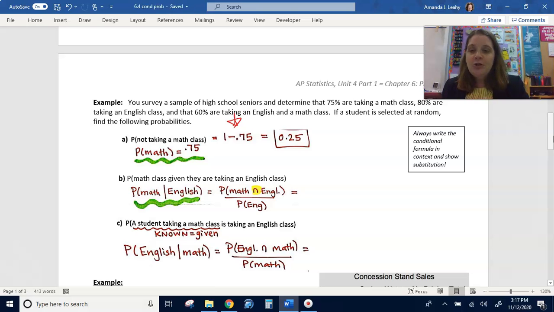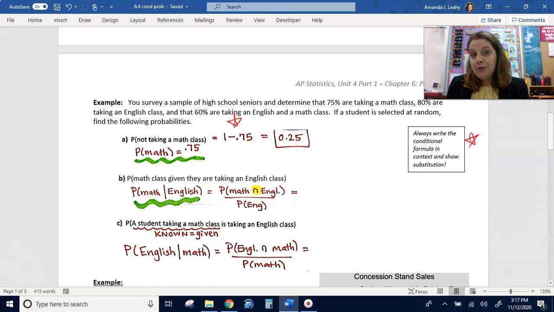All right. The next question says, what's the probability that they're in a math class given that they are taking an English class? So the first thing I would suggest is always write that conditional statement in context and show the substitution into that. So for example, we're going to say, what's the probability of math given that we know that they're taking English? So remember, our formula is A and B on top, so that would be math and English in the numerator, divided by the probability of B in the denominator. That's the probability of English. So out of the people taking English, how many are also taking math?